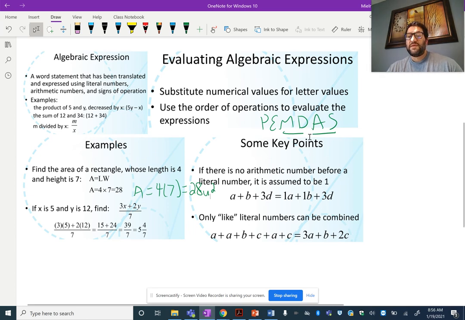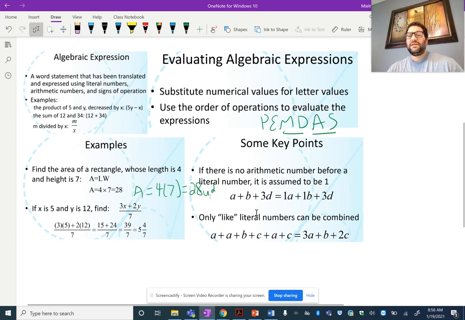And lastly, some key points we want to make note of. If there is no arithmetic number before a literal number, it is assumed to be a 1, which is a fancy way of saying if we have a plus b plus 3d, assume it's 1a plus 1b plus 3d. So no number in front, it's a 1.